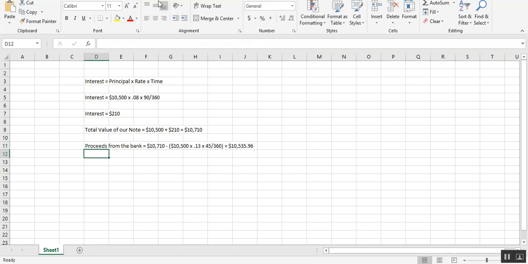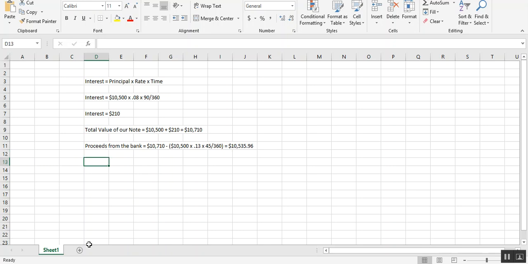All right, so if you can see how I did that, I calculated the proceeds here, and then interest, and then calculated out which was the total value of the note. And this is what the bank's actually given us, $10,535.96. They're going to get the difference between those two.